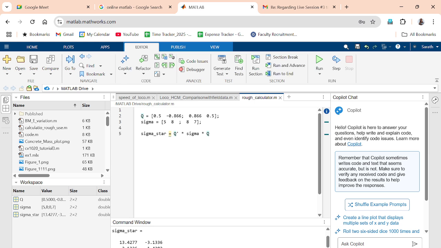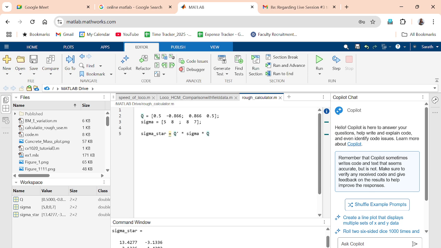So sigma star is 13.4277, minus 3.1336, minus 3.1336 again, and minus 1.4282. So this is my sigma star. Okay, I hope you're also getting the same, sir. If there is any error, you can let me know.